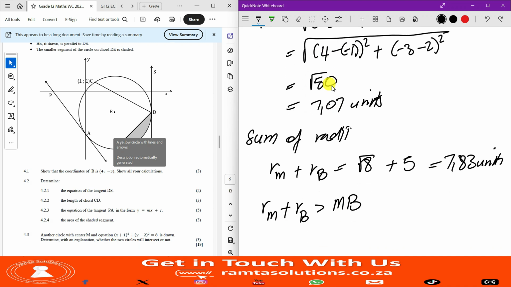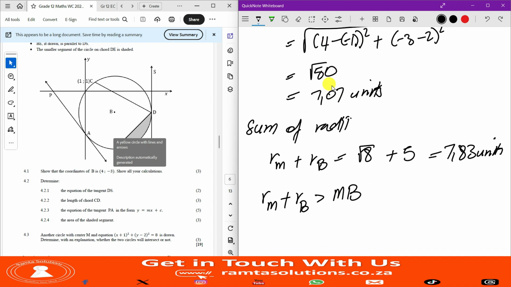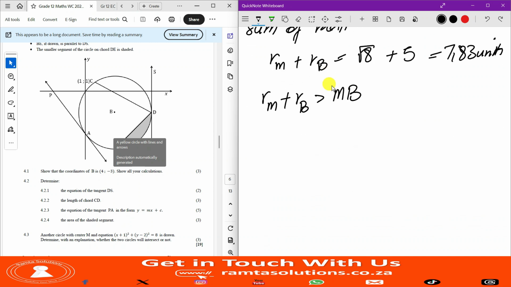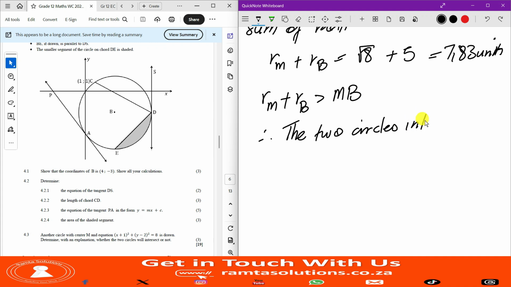If the sum of the radii is greater than the distance between the two centers, then the two circles are intersecting. Therefore, the two circles intersect. This is how we answer such questions.